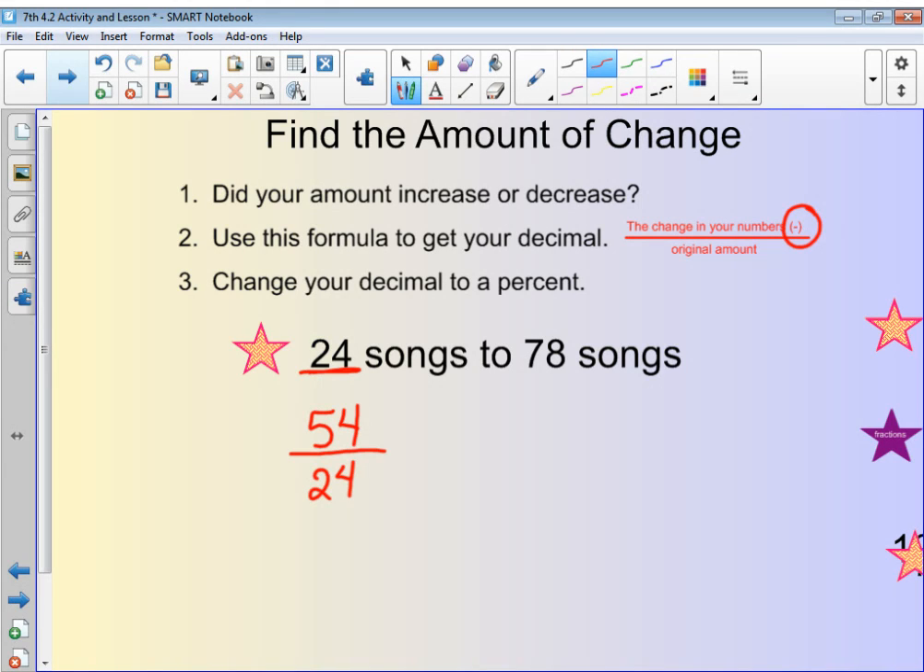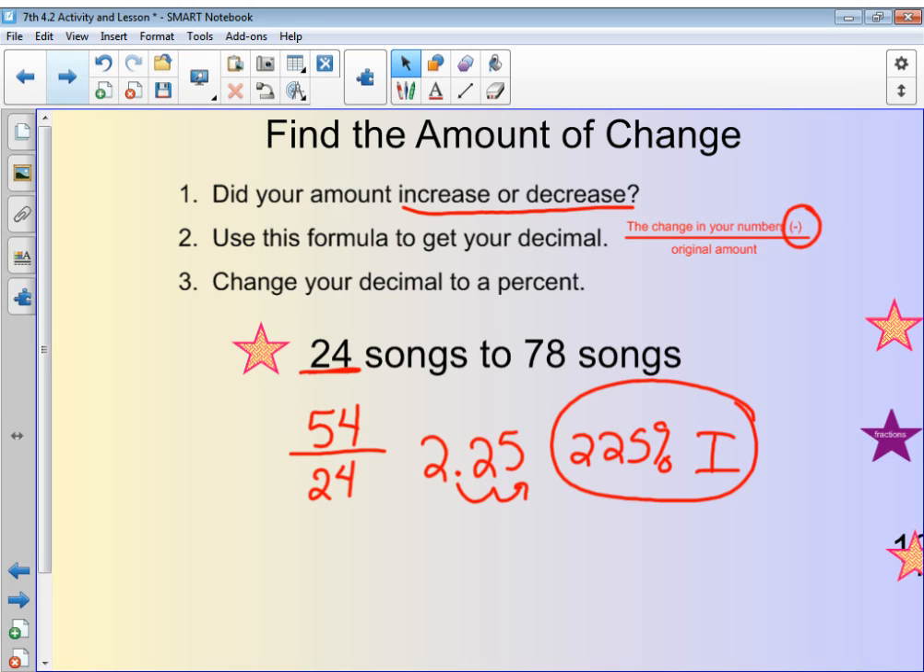So when we went from 24 to 78, what did I forget to do? What I told you guys I always forget to do, decide if it's an increase or decrease. So we went from 24 to 78, that's an increase. Okay, so now we'll change it to its decimal form. So 54 top divided by 24 the bottom gives us 2.25. Now we'll change that to a percent. So 2 places to the right is 225% increase.